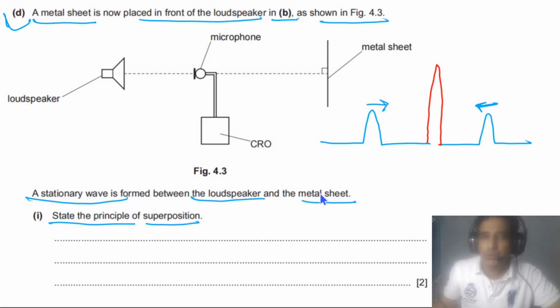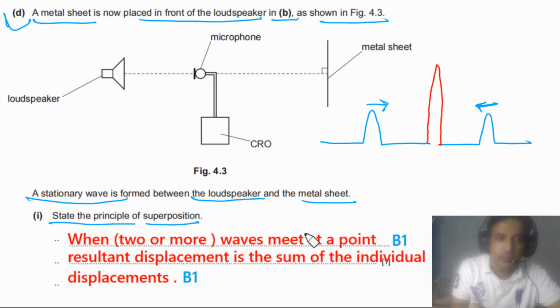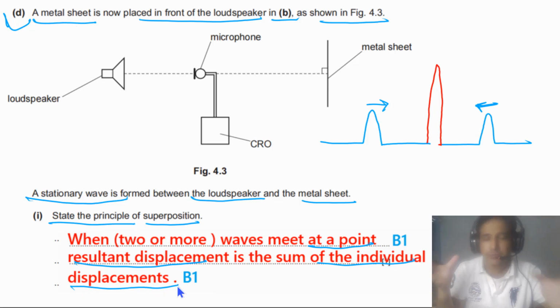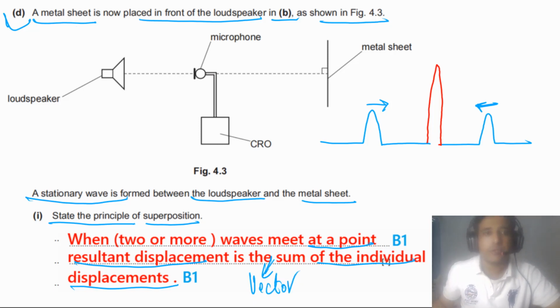Now let me show you how you can write down your answer. In your answer you can mention these points. You can say when two or more waves meet at a point, resultant displacement is the sum of the individual displacements of each wave. So simply you will add the vector sum. You will calculate the vector sum of individual waves to find the displacement of resultant wave. So this is what we call principle of superposition.